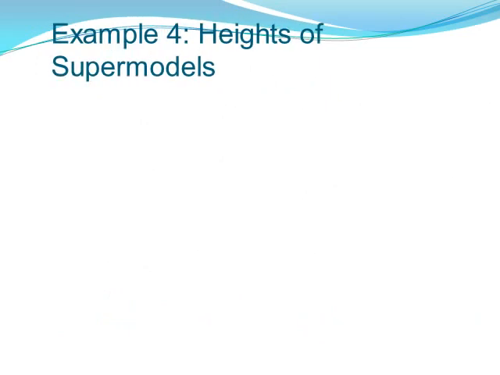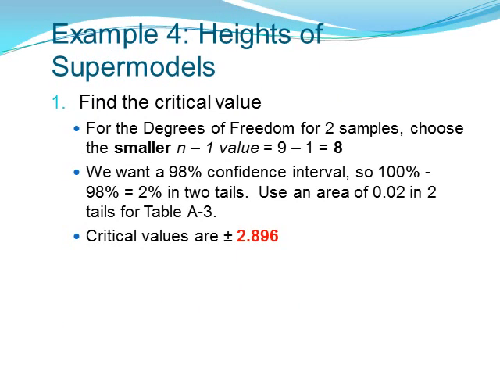So now let's look at the critical value for this hypothesis test, and the degrees of freedom from the smaller sample size was 9 minus 1 equals 8, and we want a 98% confidence interval estimate. So we always subtract that percentage from 100% to find the area contained in two tails. This gives us 2%. So when I go to table A3, I'm going to go to the 8th row, and then I'm going to line up under 0.02 area in two tails. This gives me the critical values are at plus or minus 2.898.